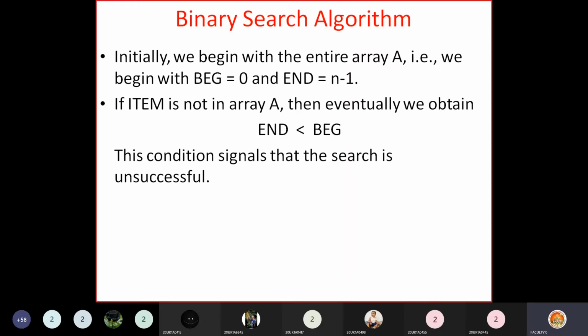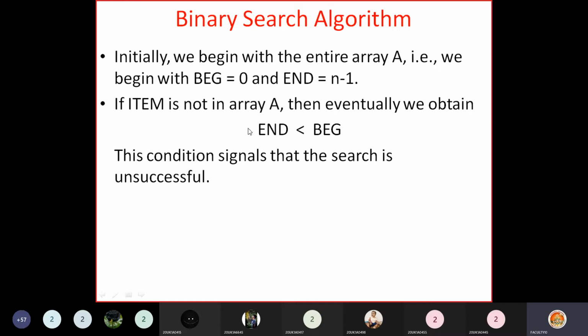So when the item is not there, what is happening here? Beginning and end are coming close to each other. When the item is not in the array, end will become less than beginning. So this condition indicates that the search is unsuccessful.